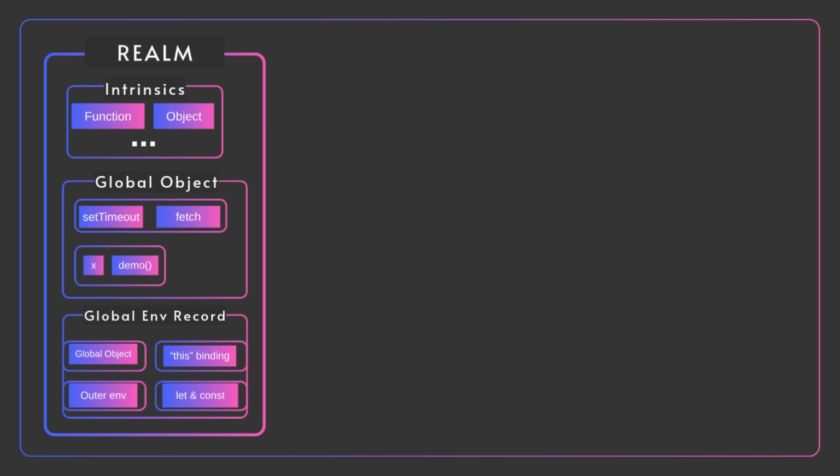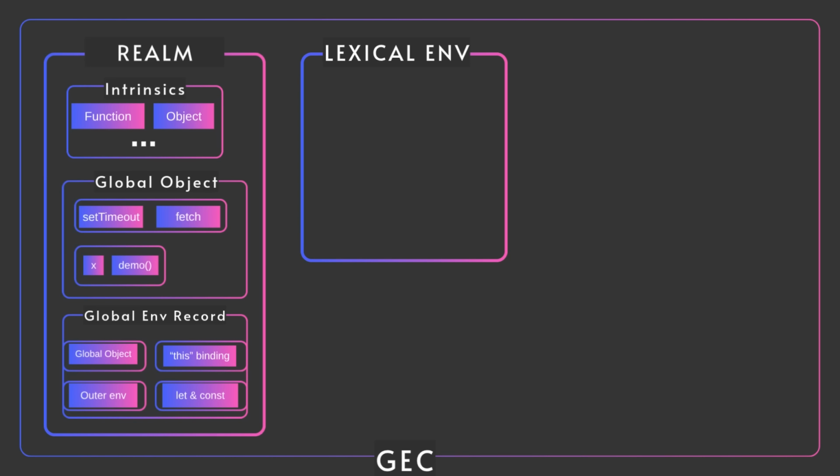Now comes the lexical environment, which you can think of as the blueprint that keeps track of identifiers, like variables and functions, and how they are nested within scopes. Each time a function is created or executed, a new lexical environment is formed. This environment has two parts.